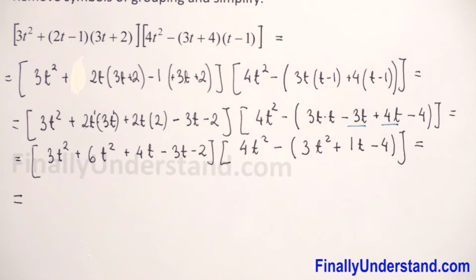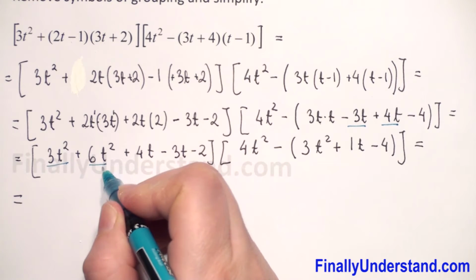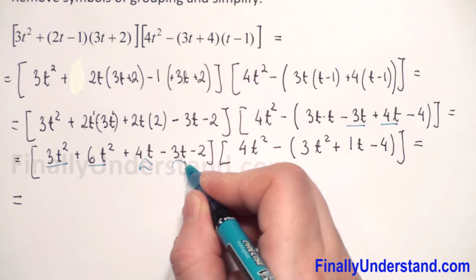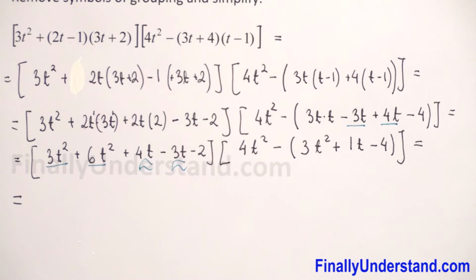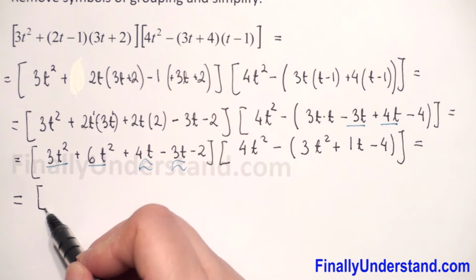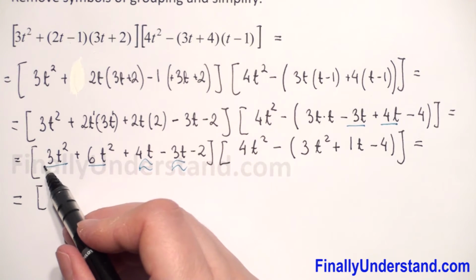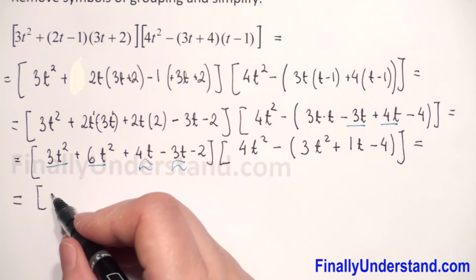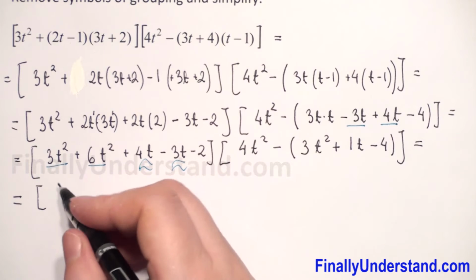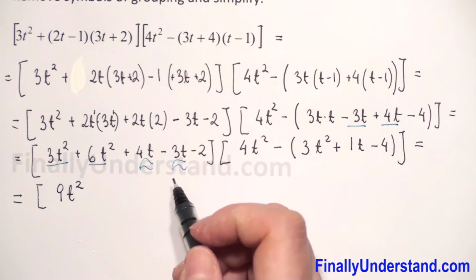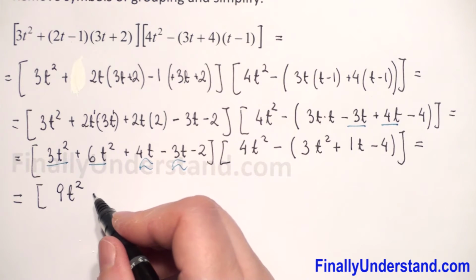In the first brackets, we can combine the like terms. 3t squared, 6t squared, and we have 4t and negative 3t. So these will be the like terms. Both are positive, so we keep positive sign. We don't have to write positive at the beginning, so we just add 3 plus 6 is 9t squared. And next we have 4 minus 3t. So this is 1t.